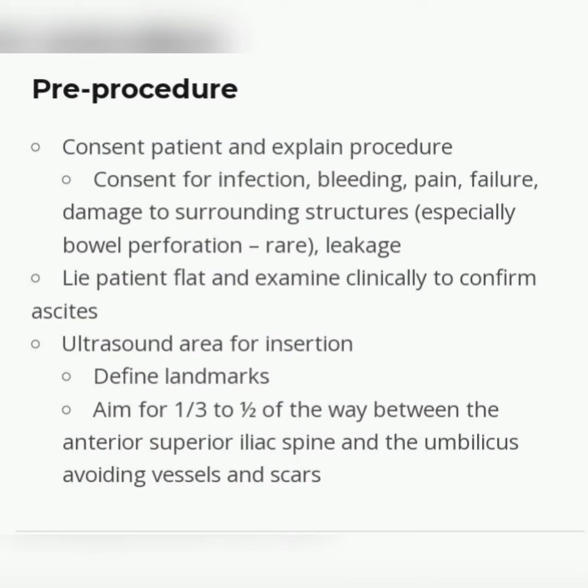The patient should be in a flat position and examined clinically to confirm ascites. Preferably an ultrasound should be done to know the site. So the area should be marked, and aim for one-third to half of the way between the anterior superior iliac spine and the umbilicus, avoiding vessels and scars.